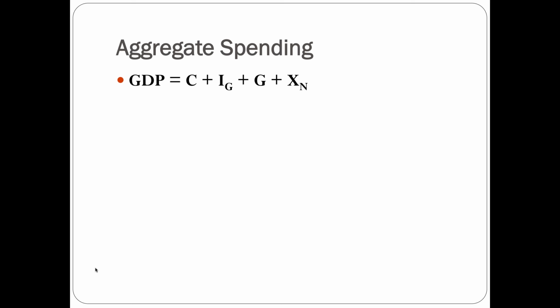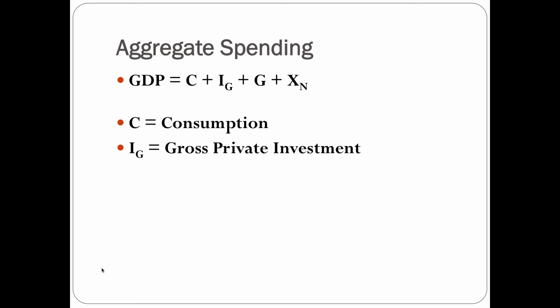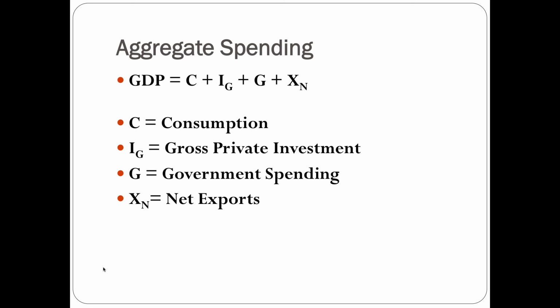You guys are going, by the end of this class, to know that equation quite well, and those four variables each mean something. So C means consumption. We'll talk a little bit more about what that is later. IG means gross private investment. G is equal to government spending. XN means net exports, which is also equal to exports minus imports. So we're going to take a look at all four of these components of the aggregate spending model of gross domestic product.